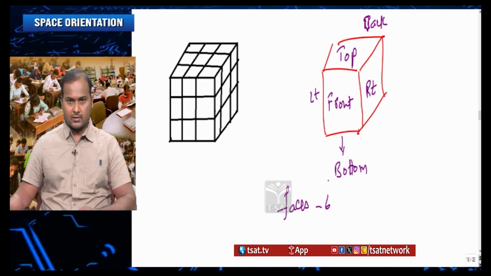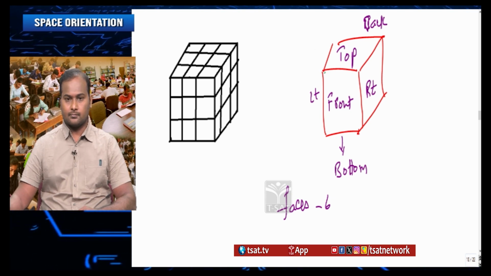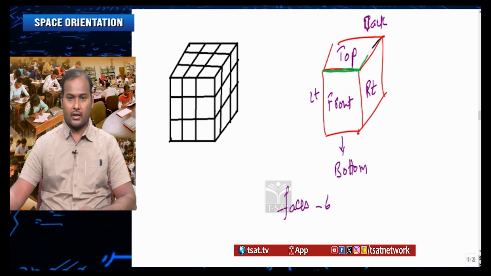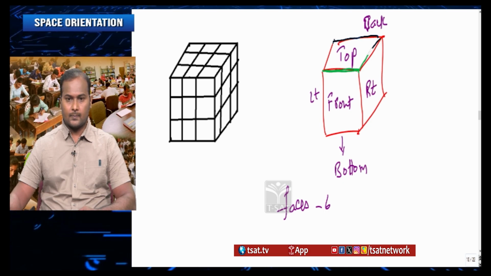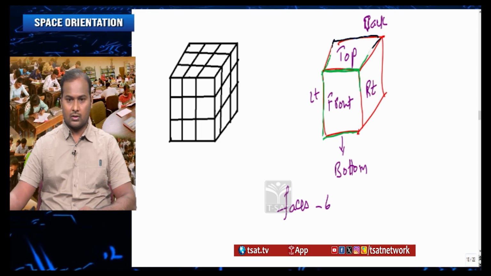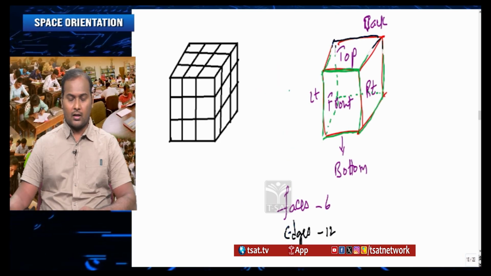Faces are always 6. Now, how many edges? This is very, very important. How many edges do we have? So this forms one edge. This forms one edge. Second, third, fourth, fifth, sixth edge, seventh, 8, 9, 10, that is on the back, 11 and 12. So whenever he is talking about edges, how many edges do we have? Edges are always 12.